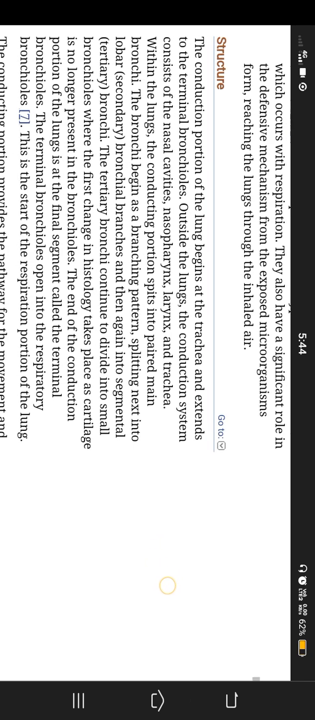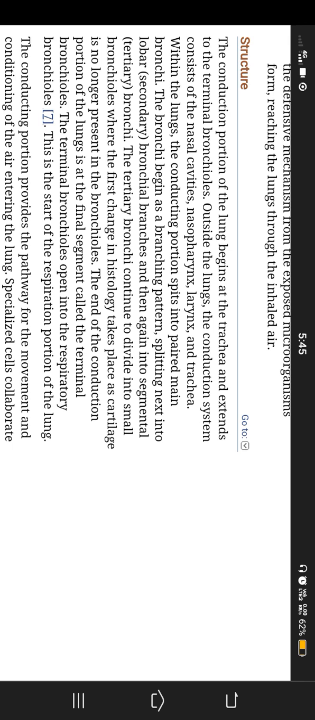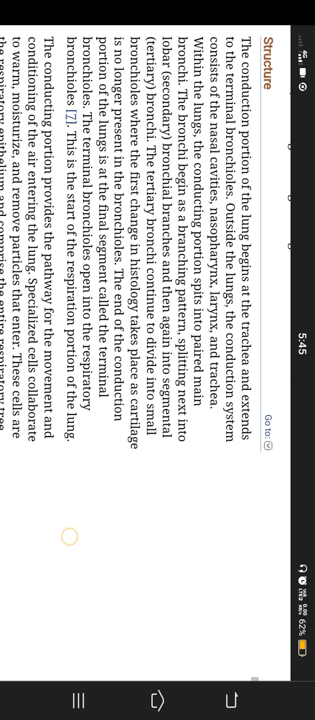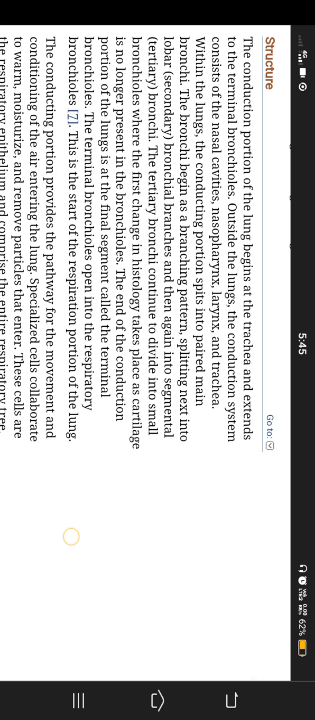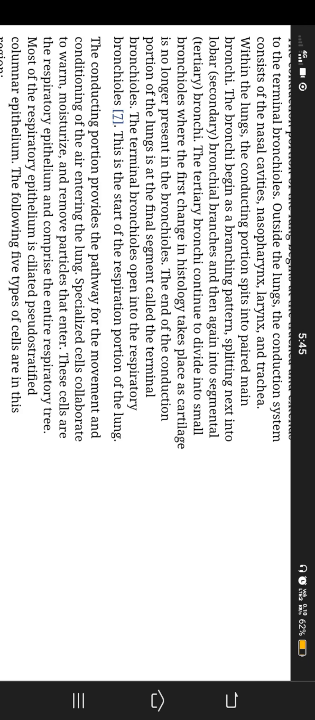The conduction portion of the lung begins at the trachea and extends to the terminal bronchioles. Outside the lungs, the conduction system consists of the nasal cavities, nasopharynx, larynx, and trachea. Within the lungs, the conducting portion splits into paired main bronchi. The bronchi begin as a branching pattern, splitting next into lobar or secondary bronchial branches and then again into segmental bronchi.